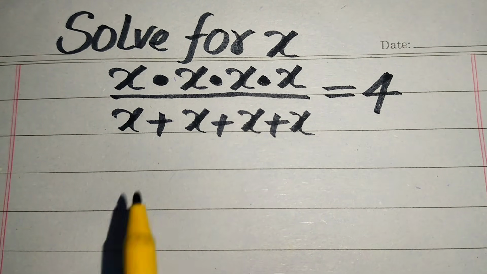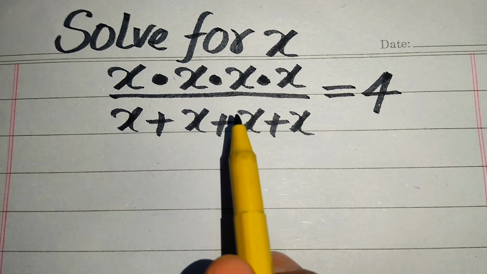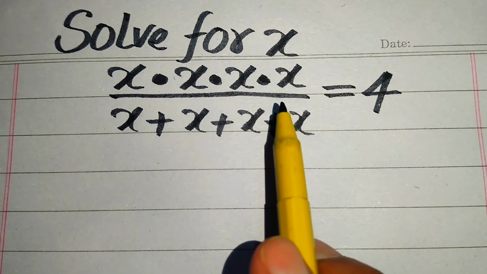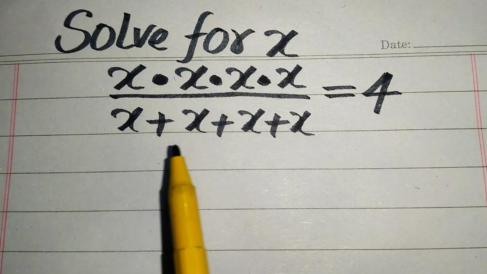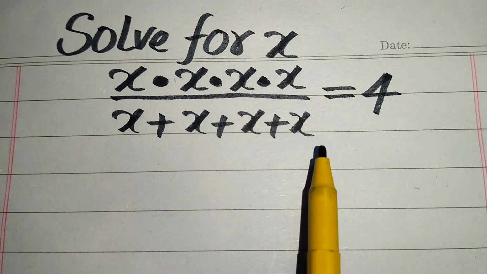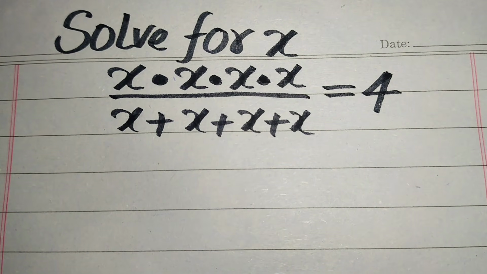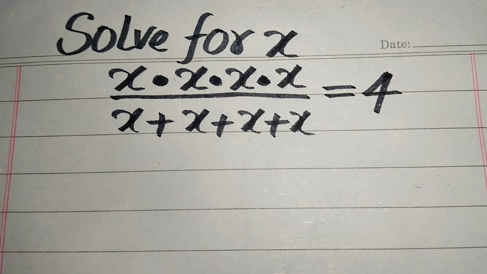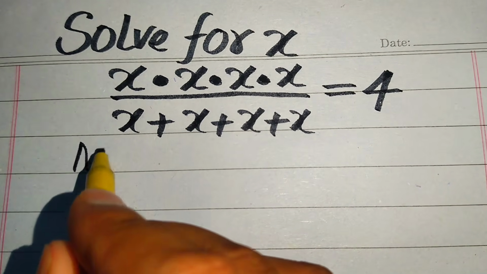So here we have x multiplied by x multiplied by x multiplied by x, divided by x plus x plus x plus x, is equal to 4, and we solve this problem for all the values of x. Further, we solve this problem by two methods.